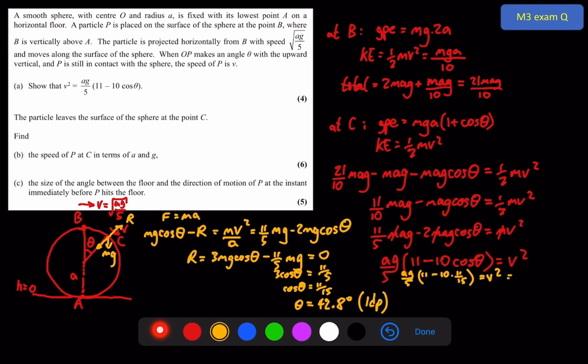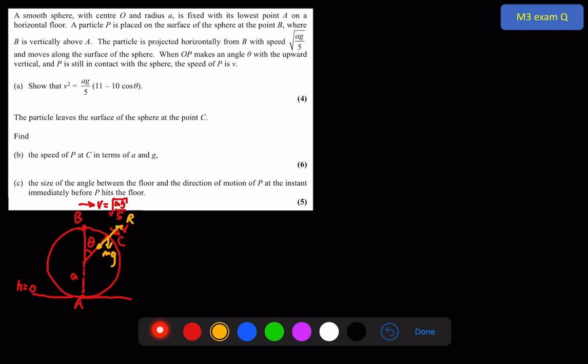And if you tidy all of that up, you get 11/15 ag. So v is the square root of 11ag over 15. So we've got the speed of P at that point where it leaves the surface. Now we want the size of the angle between the floor and the direction of motion of P at the instant immediately before it hits the floor.